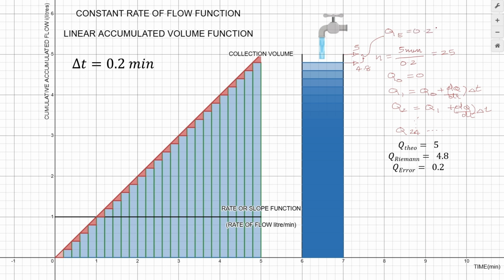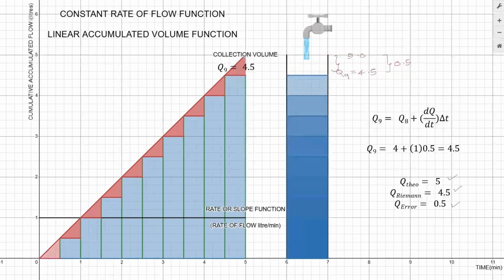And here what we are finding is that as I increase the number of intervals, my accuracy is improving and the error is reduced. To understand this further, you can reduce the delta t and improve the accuracy.